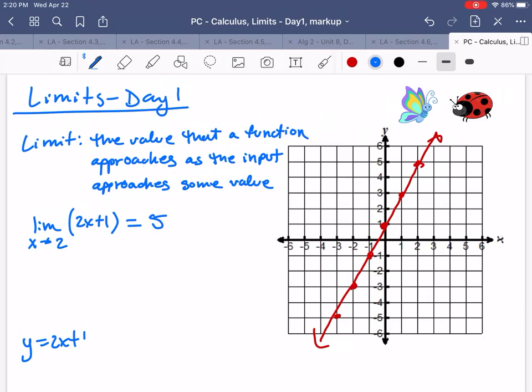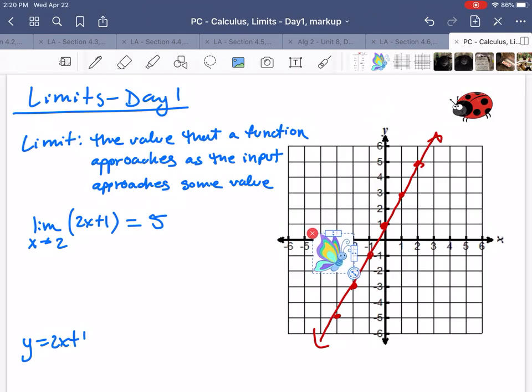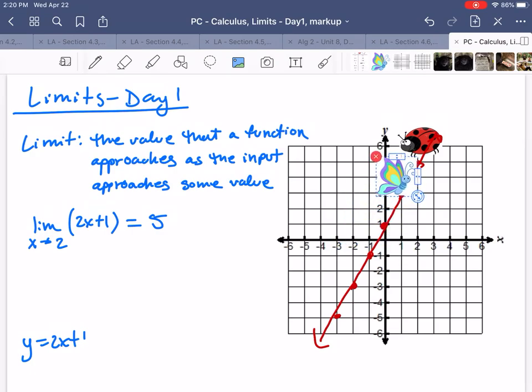All right, so let's say you have somebody coming in towards that spot. We're all talking about this spot right here. We're coming in towards that spot from either side. So we're going to have Mr. Butterfly over here, and Mrs. Ladybug here. She's coming along from the right and she's going to there. And he's coming along from the left and he's following the line and he gets to the same place. So they both get to the same place, and the place they get is 5.